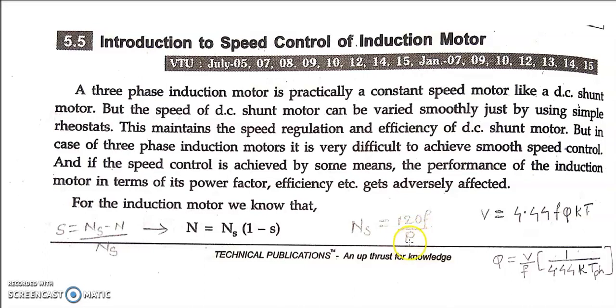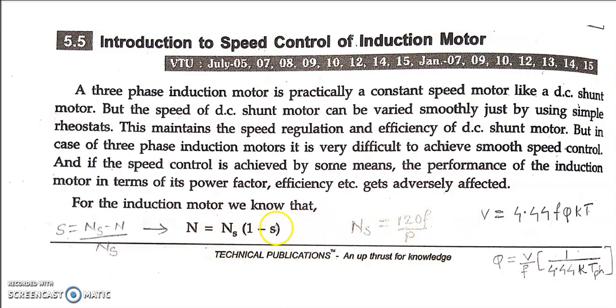So rather than just going with the p and all, let us try with f. Here, if I have control over frequency, then I have control over ns. If I have control over ns, then I have control over n. So if I have some variable frequency drive or device, then what happens? I can change the frequency. If I can change frequency, then I can control the synchronous speed. So this is how we can control the speed just by changing the ns with the help of frequency.